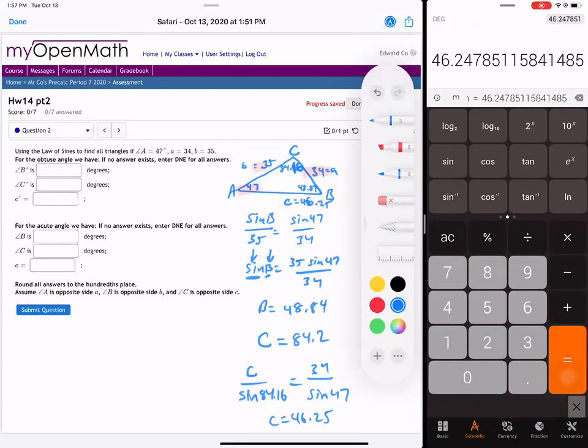The obtuse or acute? An obtuse triangle means there's a fat angle bigger than 90 degrees. All these angles, 84, 48, and 47, are smaller. So they actually want us to fill it in here. So angle B is 48.84. Angle C is 84.16. And side C is 46.25.